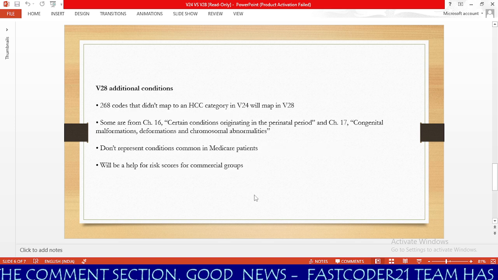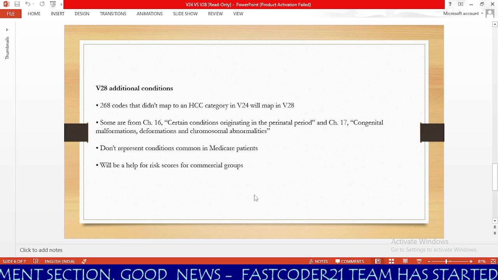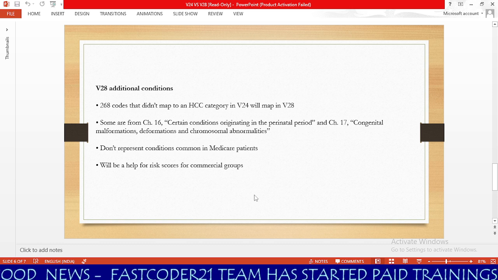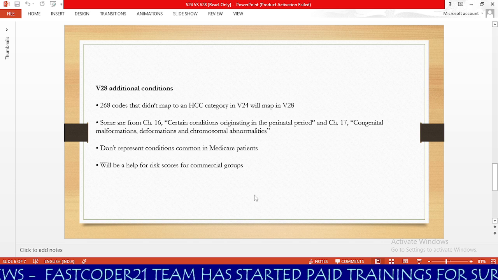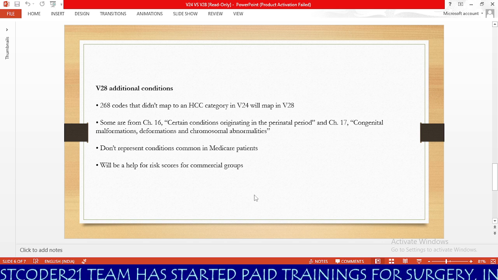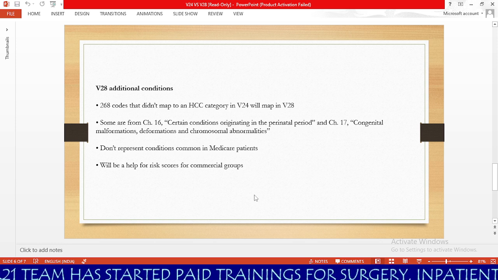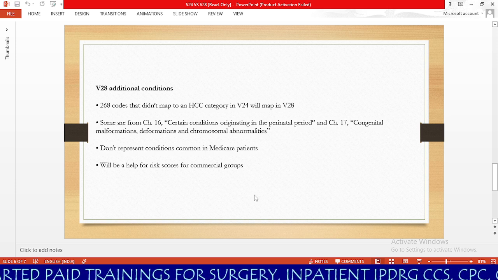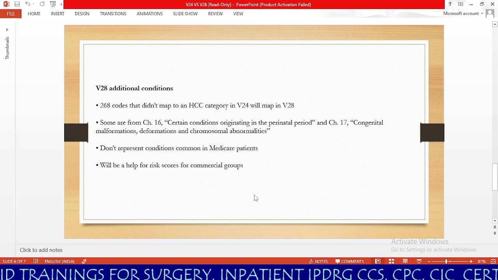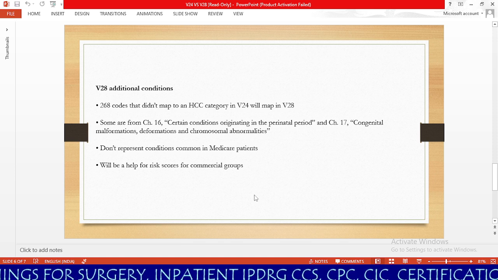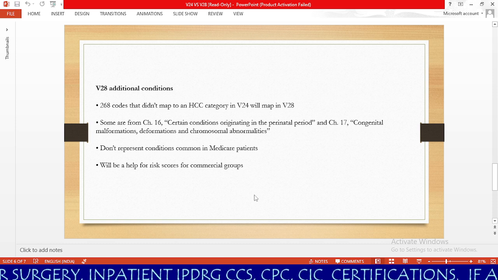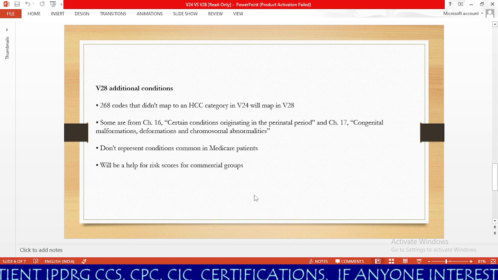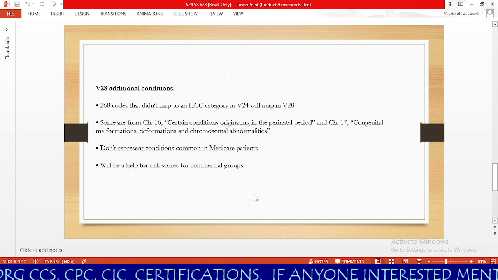Version 28 additional conditions. 268 codes that did not map to an HCC category in version 24 will map in version 28. As we all know, in version 24 a few codes are not mapped to HCC condition categories, but in version 28 we are going to have those 268 codes in HCC categories, which are from chapter 16 and chapter 17, and the conditions which do not represent conditions common in Medicare patients. These are also included in version 28, and these conditions will help for risk scores for commercial groups.